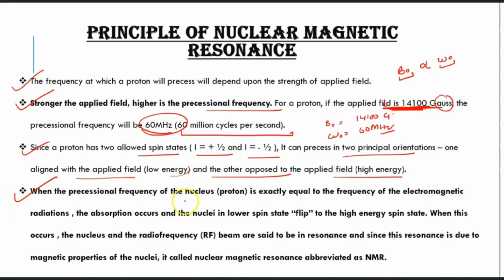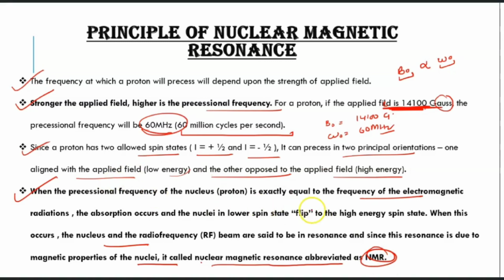So when the precessional frequency of the nucleus proton is exactly equal to the frequency of the electromagnetic radiation, absorption will occur and the nuclei in the lower state flip to the high energy spin state. When this occurs, the nuclei and the radio frequency beam are said to be in resonance, and this resonance is due to the magnetic property of nuclei, जिसे आप बोलते हो न्यूक्लियर मैग्नेटिक रेजोनेंस, and therefore NMR.